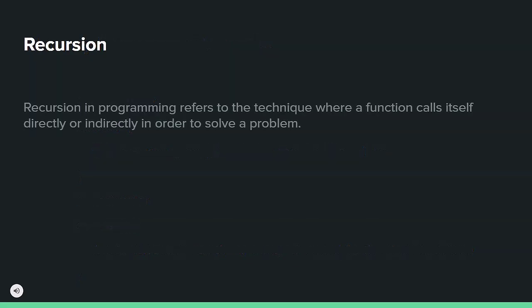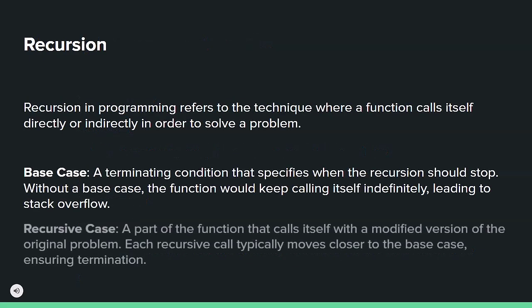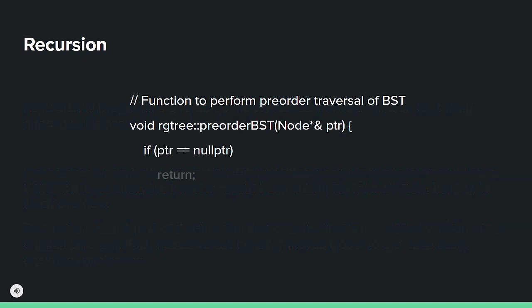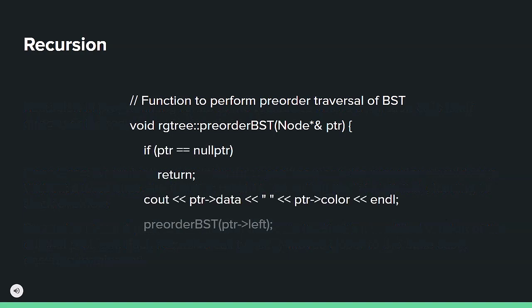Recursion in programming involves a function calling itself directly or indirectly to solve a problem, with a base case defining termination and a recursive case modifying the original problem until reaching the base case. Here you can observe that the primary condition is a null pointer or leaf node, and thereafter the recursion explores the left subtree before the right. Following the rule of root, left, right, this sequence is maintained.